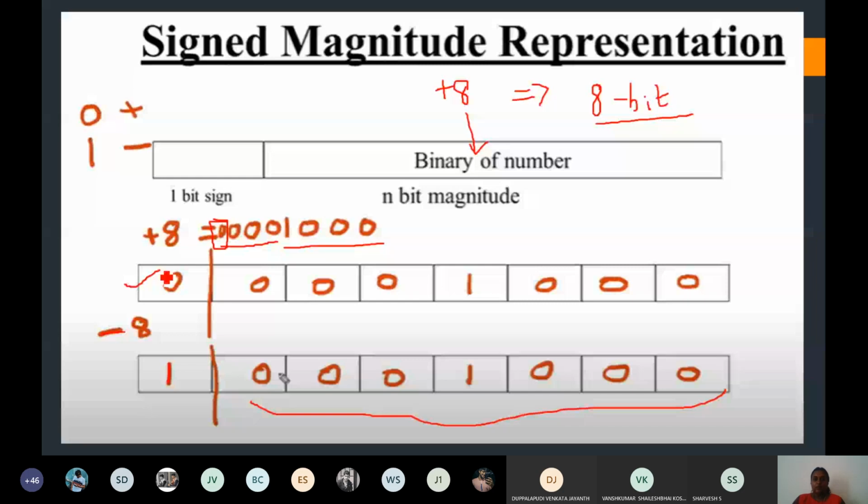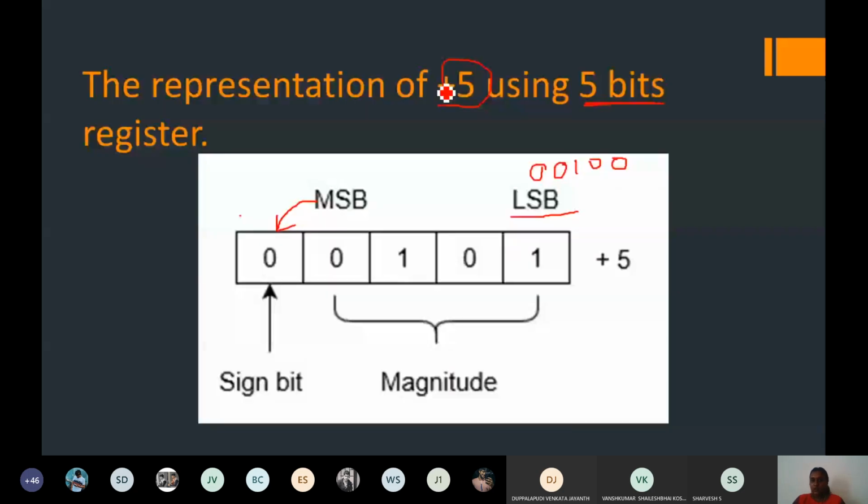Okay, so now what I am going to do is plus 5. What is the binary equivalent for 5? 1, 0, 0. But how many bits I am going to represent? 5 bits. I am going to add 2 zeros over there. But I am going to check whether it is a plus or a minus 5. It is plus 5, then the sign bit is going to be 0. If I'm going to represent this in the form of minus 5, then it will be 1.